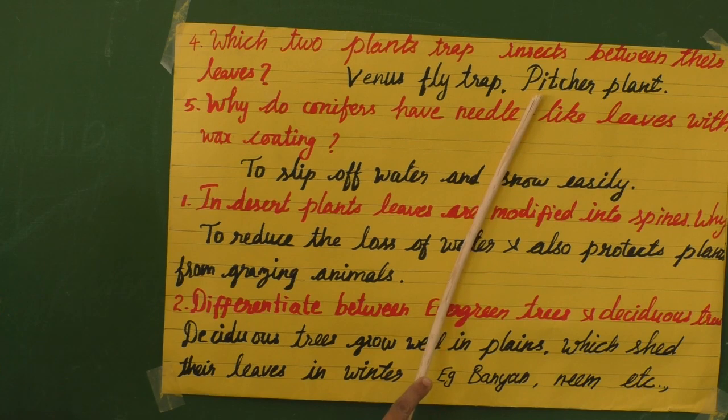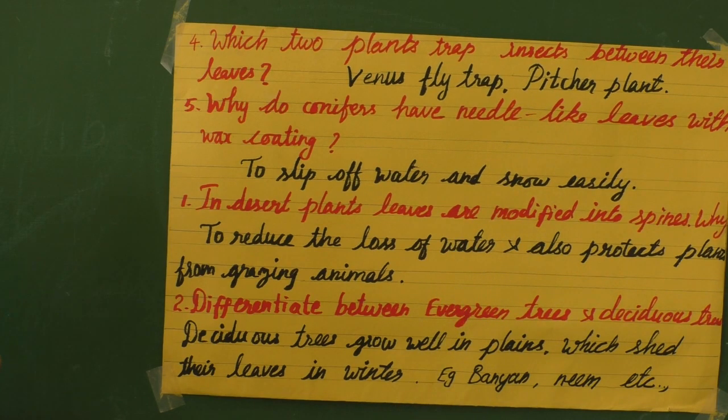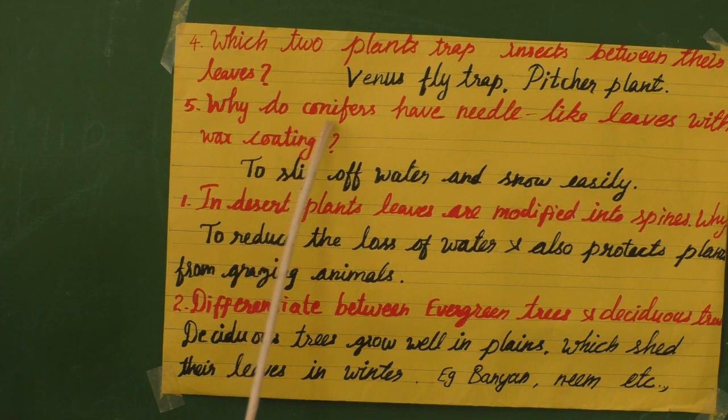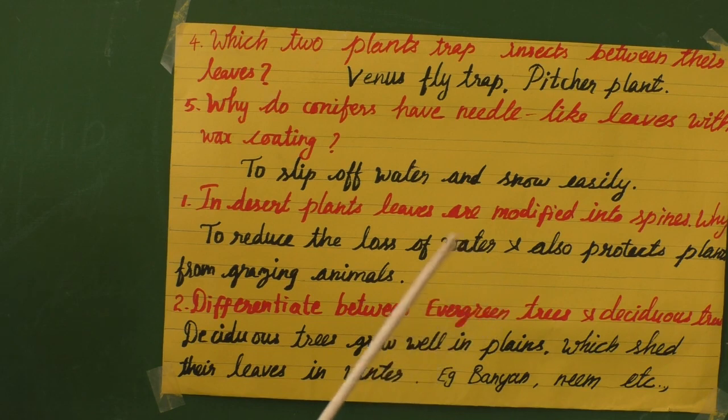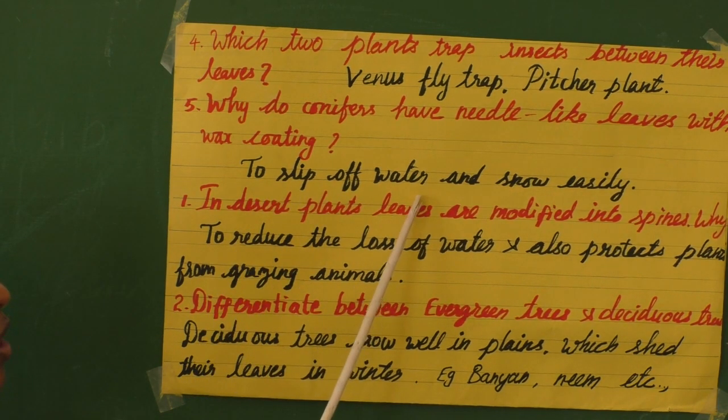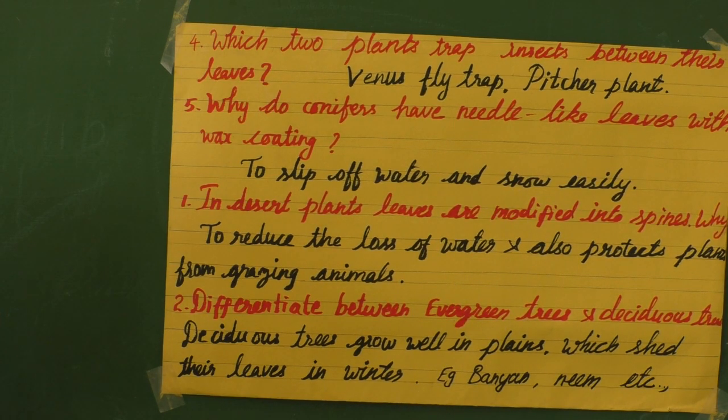Look at the spelling carefully. P-I-T-C-H-E-R, pitcher plant. Why do conifers have needle-like leaves with the wax coating? Why do they have needle leaves with wax coating? To slip off water and snow easily. To slip off water and snow easily. Clear?